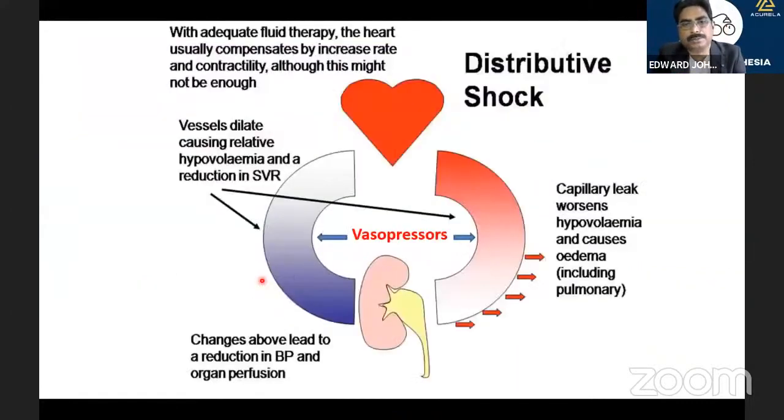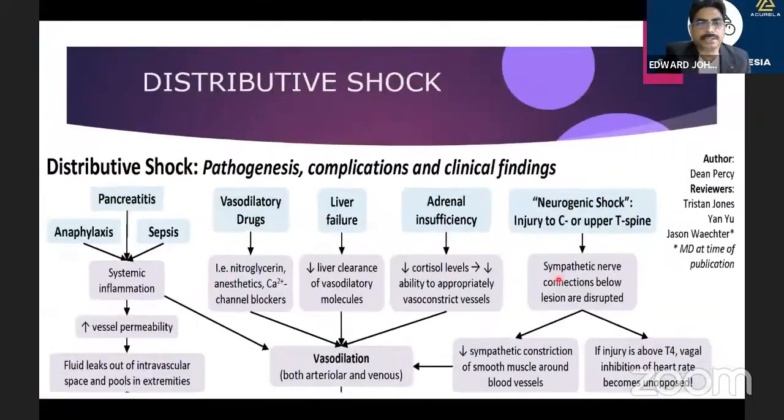So coming to the distributive shock, here there is intense vasodilatation. In sepsis, in addition to the intense vasodilatation, there is endothelial damage. So there will be leak of the fluid from the intravascular to the extravascular compartment. The pathophysiology in distributive shock: it occurs in pancreatitis, anaphylaxis, sepsis. This is due to systemic inflammation. So the whole endothelium will be destroyed, and there will be leak of the fluid from the intravascular to the extravascular compartment.